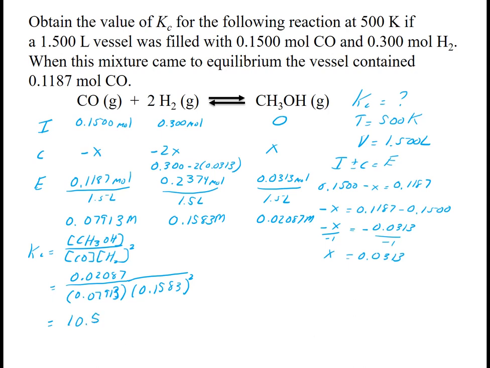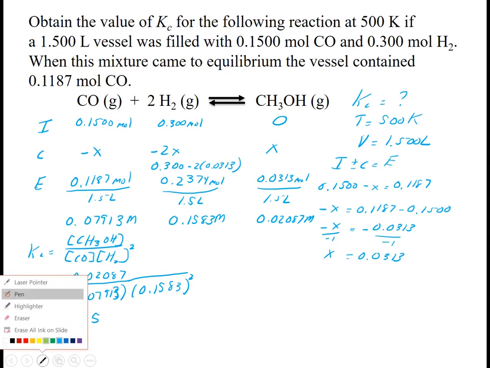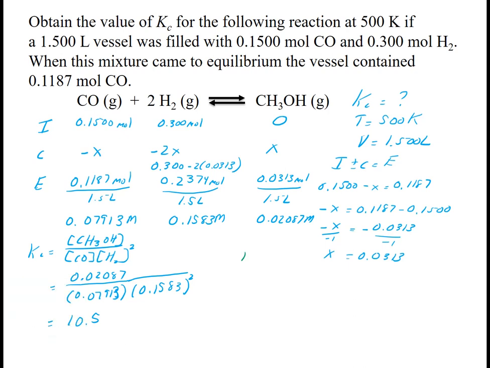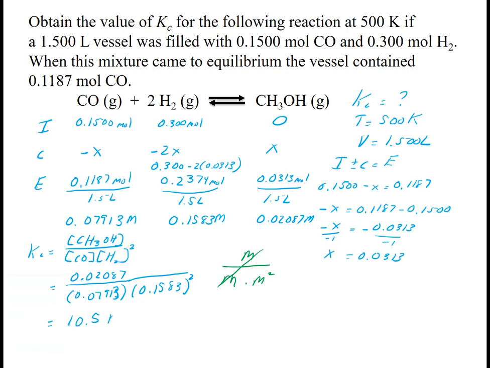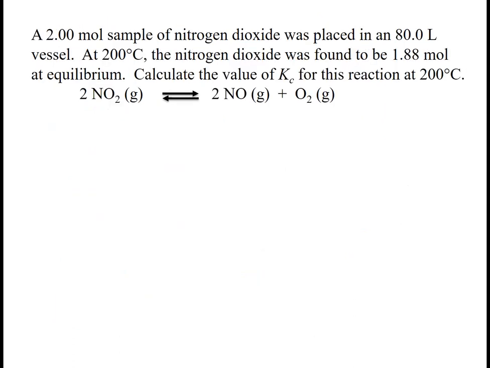And again, for the units, I have a molarity over molarity times molarity squared. Those two cancel out. So my units become M to the minus 2. Okay, and so that's how you do this problem. I suggest that you pause it and try to do the next problem, this problem here, before I work over it. But I'm going to go ahead and move on.